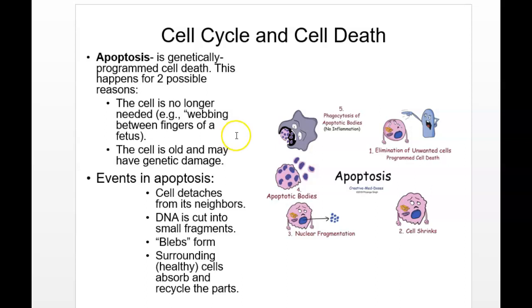Under a microscope, when apoptosis is happening, I would see that the cell does something called blebbing, which basically gets a little bit of fragmentation, and then ultimately the DNA is broken up, the cell detaches from its neighbors, and the parts that are then available are going to be absorbed by some of the healthy cells. So it's kind of a recycling. That's apoptosis, programmed cell death.